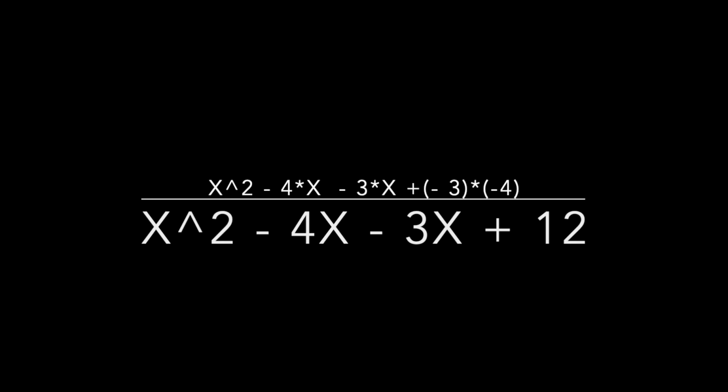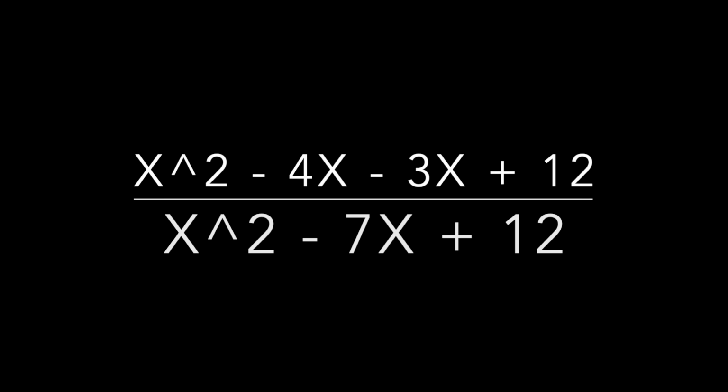Keeping track of our signs is absolutely vital in problems like this. We end up with x to the second minus 4x minus 3x plus 12. Notice how we have negative signs in the variable terms, but positive signs for both the x squared and for the digit at the end. Next we combine our like terms. X squared is its own term, 12 is its own term. What we're left with is negative 4x minus 3x. Negative 4 minus 3 is negative 7, so negative 4x minus 3x is negative 7x. We end up with x squared minus 7x plus 12.